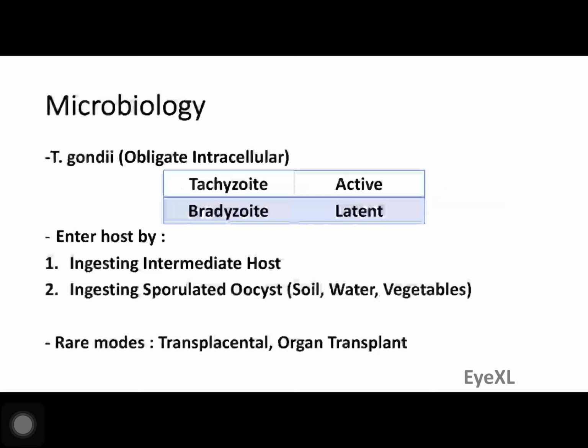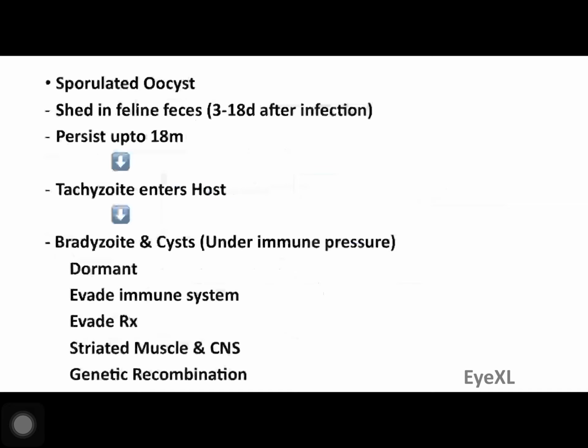There are certain rarer modes of transmission, such as transplacental and organ transplantation, not as common. More important are the ingesting or the gastrointestinal tract pathway. A little more about the sporulated oocyst.